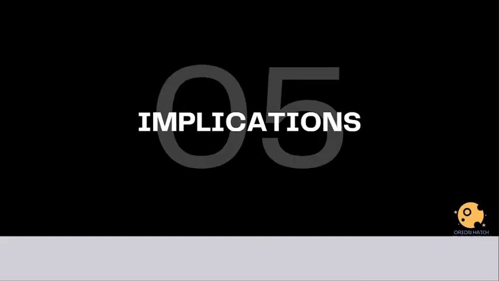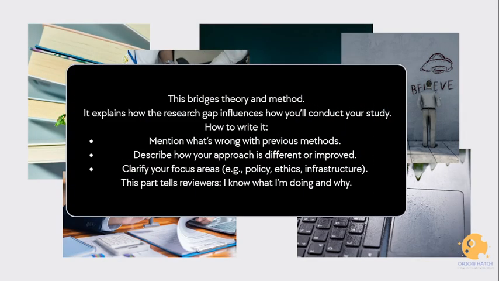Now let's go to implications. This part explains how the gap influences your approach. Tell your audience what previous studies did well and where they fell short. Then show how your method improves on them. Talk about what you will focus on and what you will intentionally leave out. This signals maturity. Good research isn't about doing everything, it's about choosing wisely.